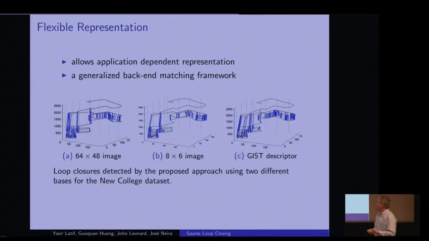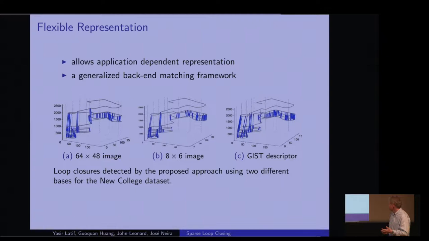Now, one of the nice things that we like about this approach is it's very general purpose in terms of what can be the actual matching metric. We kind of think of it as a back-end loop closer. And so shown here on the left are two whole image representations with different levels of resolution. And on the right, using a GIST descriptor, again, the New College data set. So it's a generic sort of way to take different types of descriptors to do the loop closing. In our paper, we show results from the New College data set and also from the Bovisa data set, and I'll show those in a minute.